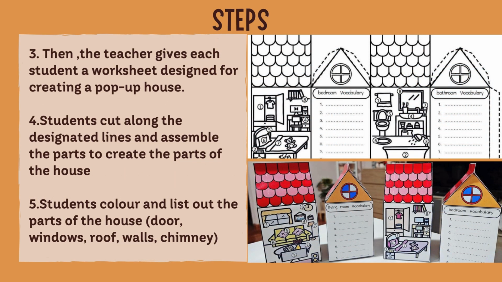Then the teacher gives each student a worksheet designed for creating a pop-up house, and then students cut along the designated lines on the worksheet to create the parts of the house. Students also use the cutout parts to assemble and complete their pop-up house as instructed by the teacher. And then students color and list out the parts of the house, for example, door, windows, roof, and walls.